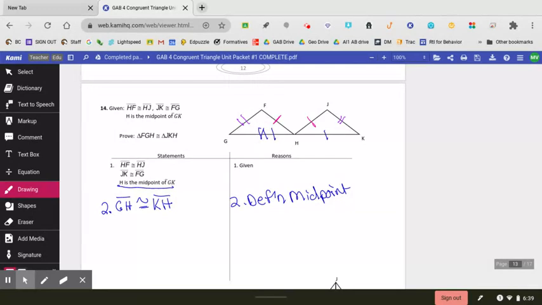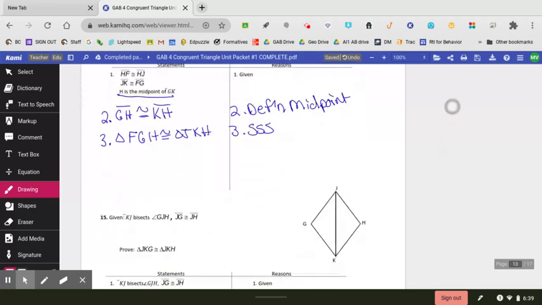And then if we look at our two triangles, we're trying to prove FGH is congruent to JKH. So purple, blue, pink, which we have in both triangles. So our last step is triangle FGH is congruent to triangle JKH. And our reason is SSS, side, side, side.